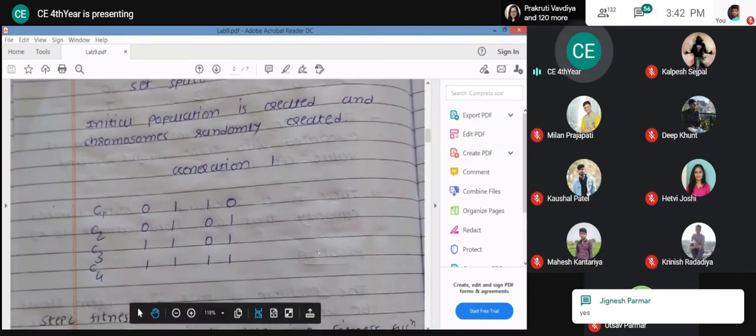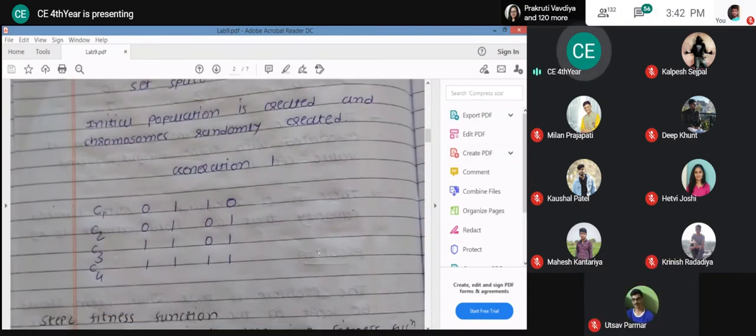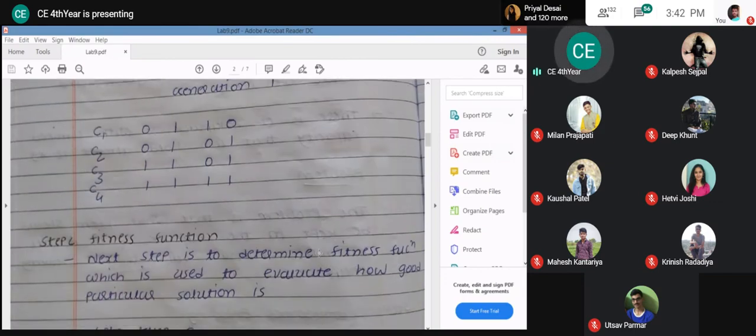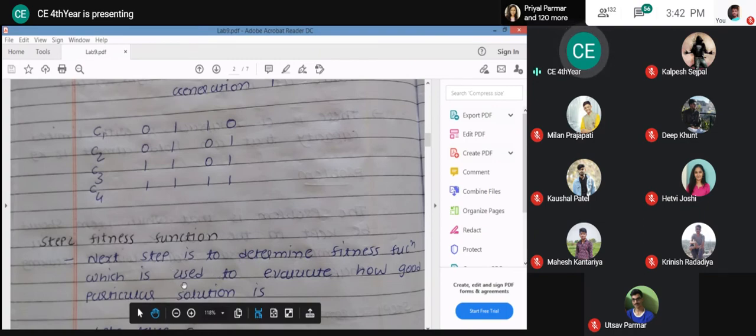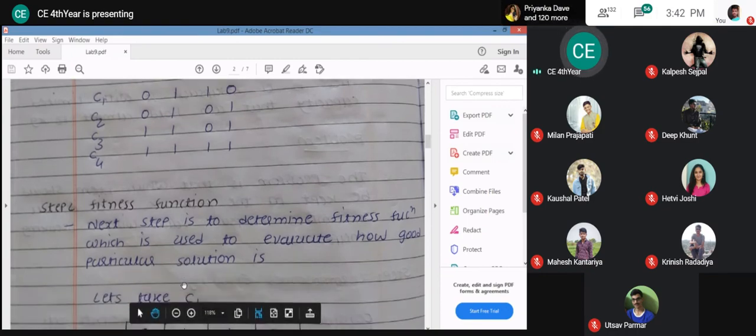So this initial population is done everyone. Population initialization is done. Now after that, what is the next step? So the next step is the fitness function. Okay, so this is step number 2, fitness function. It is used to evaluate how good a particular solution is.